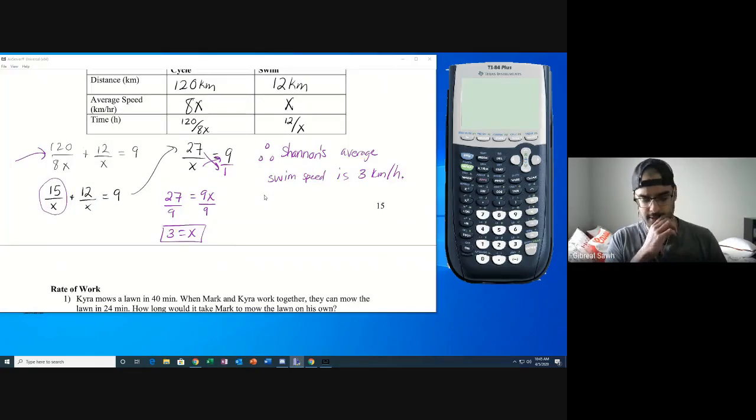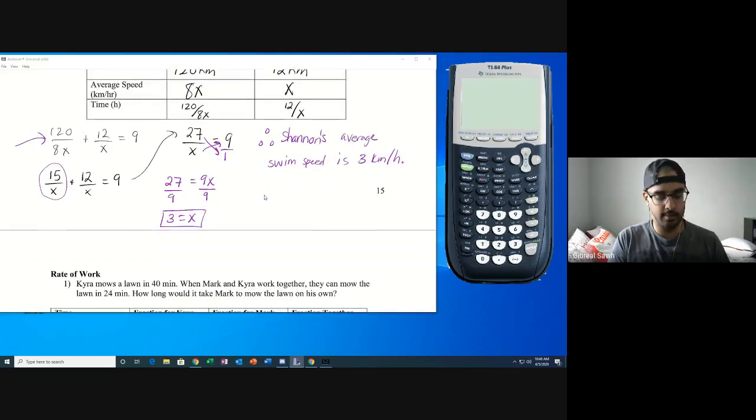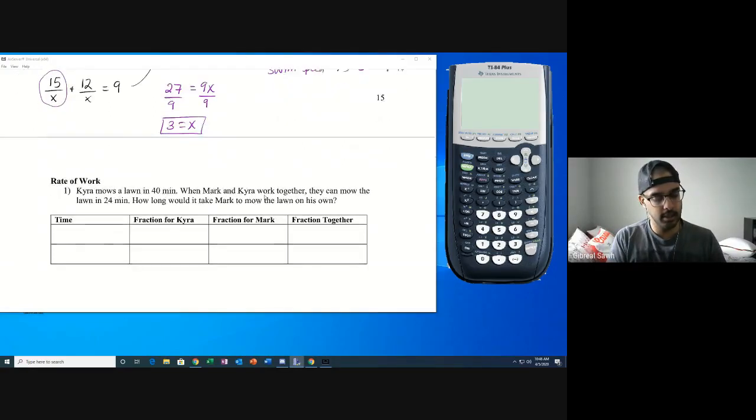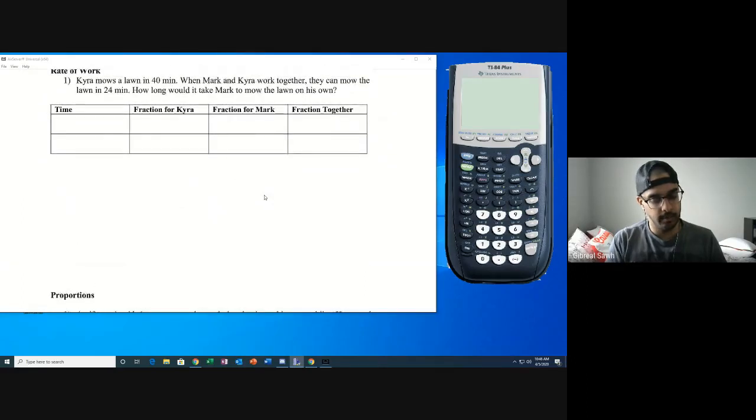Okay, let's look at one that's a little bit different. So you've got a couple people doing some work together, and you want to figure out how fast one person can work alone. So this one says Kira mows a lawn in 40 minutes. Mark and Kira work together. They can mow the same lawn in 24 minutes. How long would it take Mark to do the same job by himself?